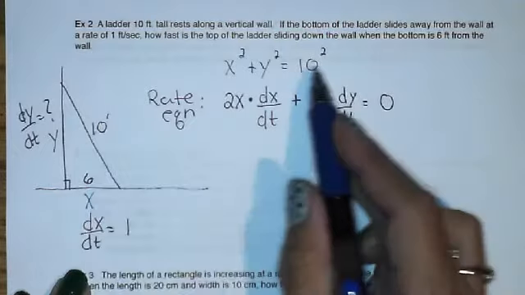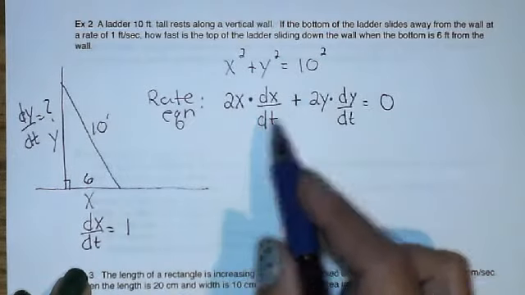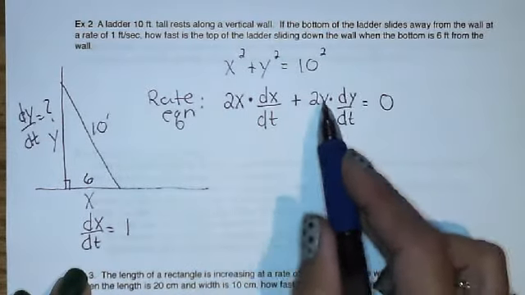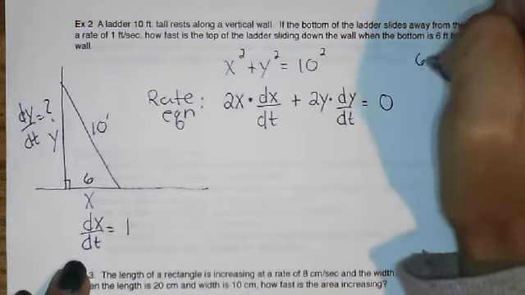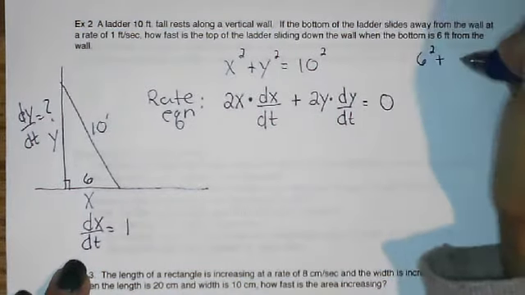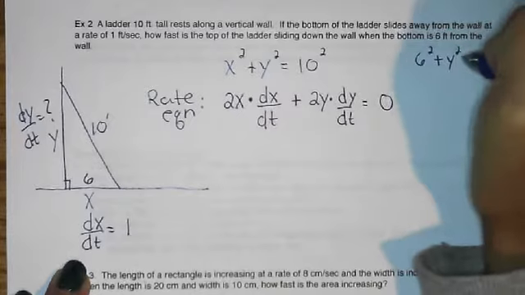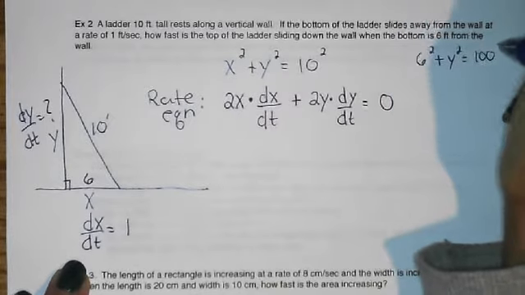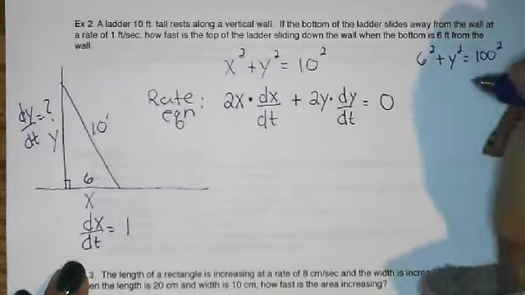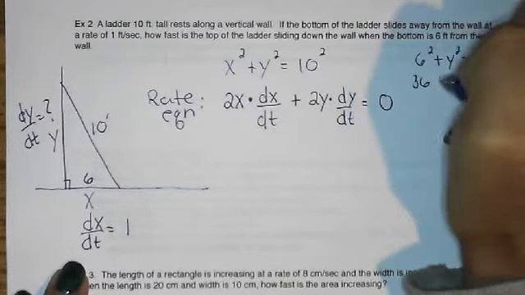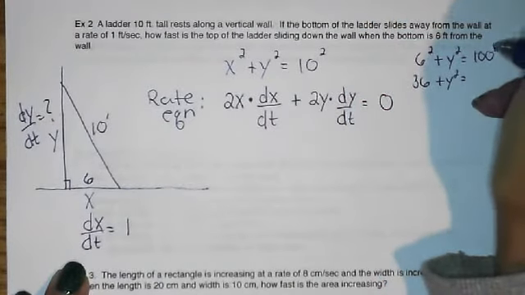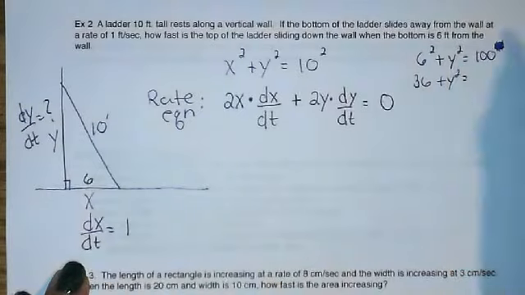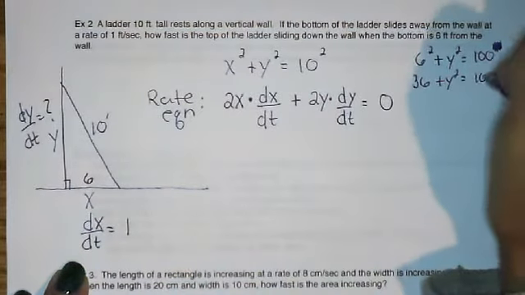So now when x is 6, I need to know what the y is, and I can get that just by using Pythagorean theorem. So off to the side, I need to figure out y so that I can plug in for x, y, and the dx/dt. So 6 squared plus y squared equals 100 squared. So that's 36 plus y squared.